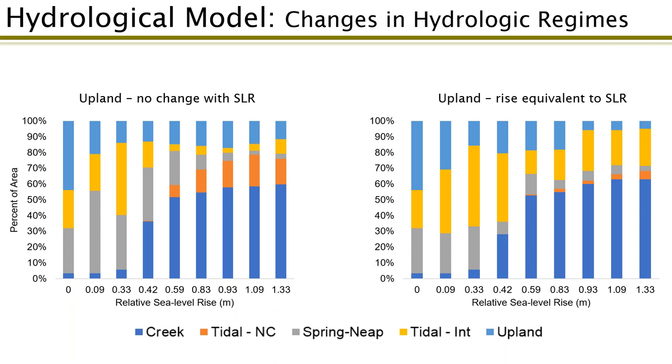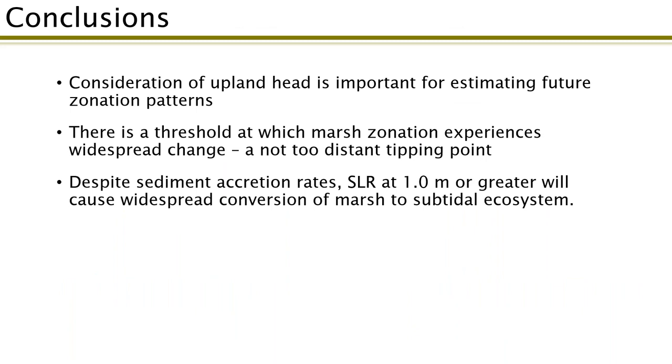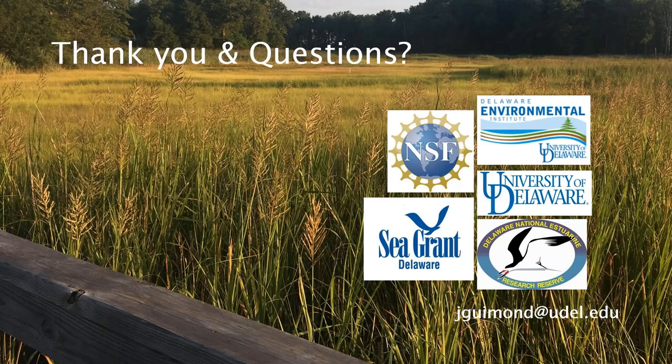And so just a few quick preliminary conclusions. The upland head is really important for estimating future zonation patterns. We have this threshold in which we see the conversion to large subtidal areas, and this threshold is about 1 meter. With that, I'll take questions. And if you have any comments or thoughts, my email is also at the bottom of the page.